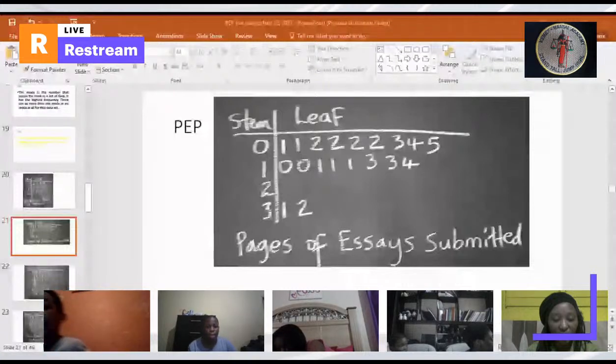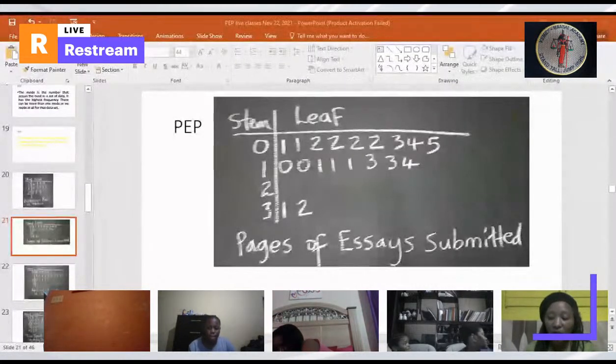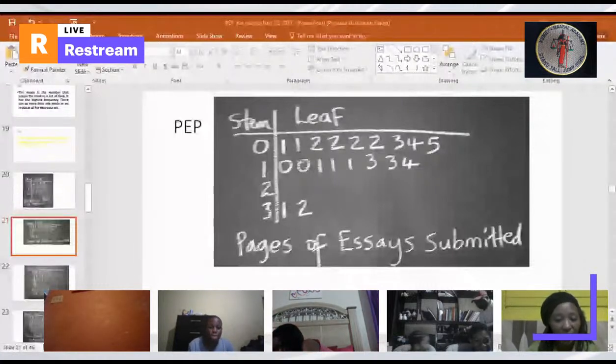To find the mean or the average, we're going to divide that by the 19 since it's 19 numbers. So 178 divided by 19, we will get 9 and 7 over 19, or 9.368. That is our mean or average.